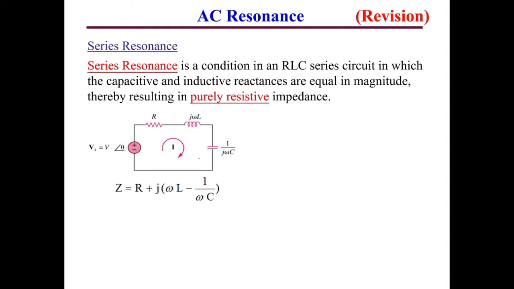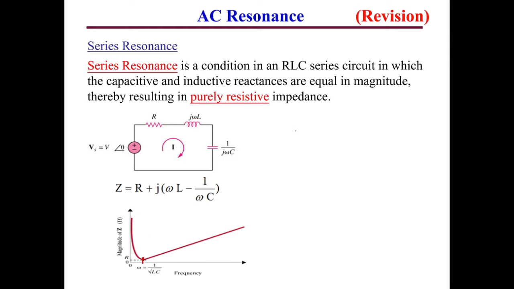So the total impedance will be those connected in series. At resonance, j omega L will be equal to minus 1 over j omega C. As a result, those will cancel, and the total will be equal to R. And then the total impedance will be minimum. Okay, so at resonance, the total impedance will be minimum.